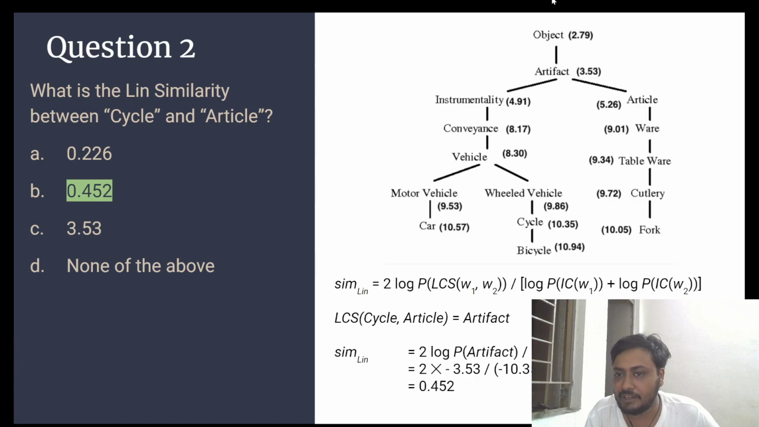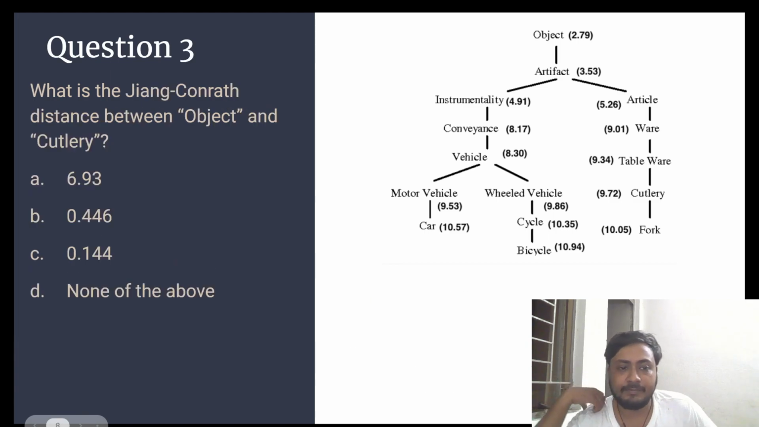So artifact is the lowest point which is common to both. So the LCS of cycle and article is artifact. Now for calculating the similarity, we just plug it into the formula and we get this answer. Alright, so let's see the next one.